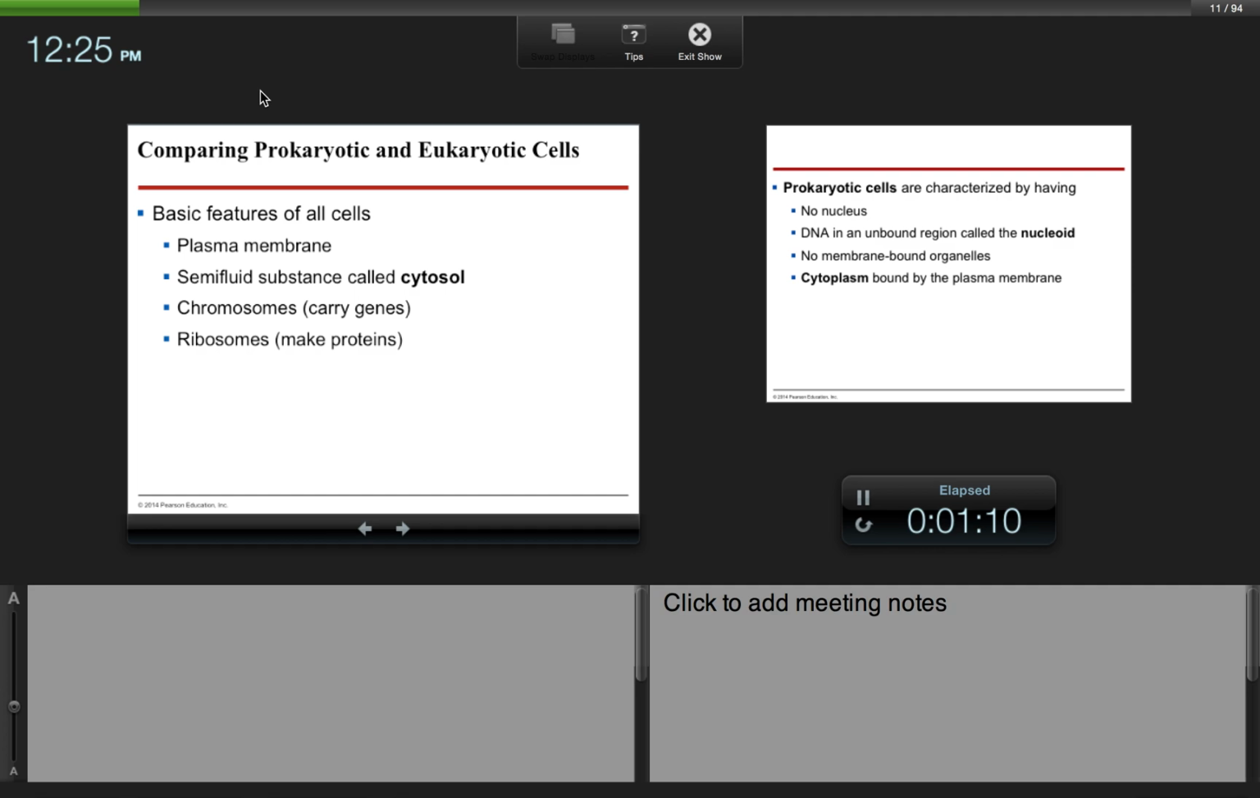All cells share some basic features, including the plasma or cell membrane, a semi-fluid substance called cytosol, chromosomes which carry your genes, and ribosomes which make proteins.